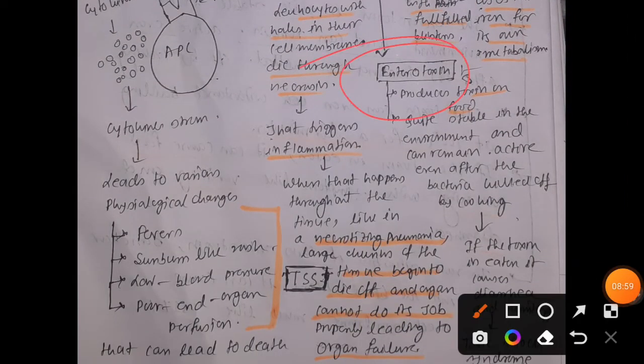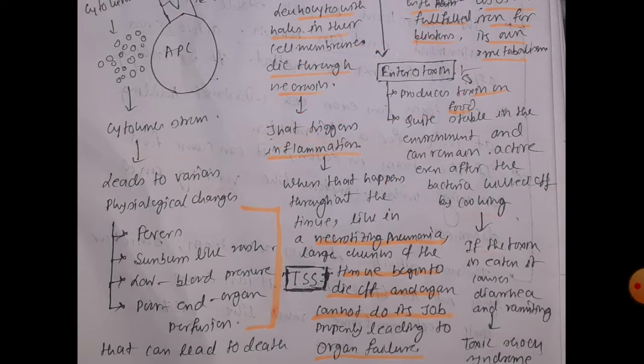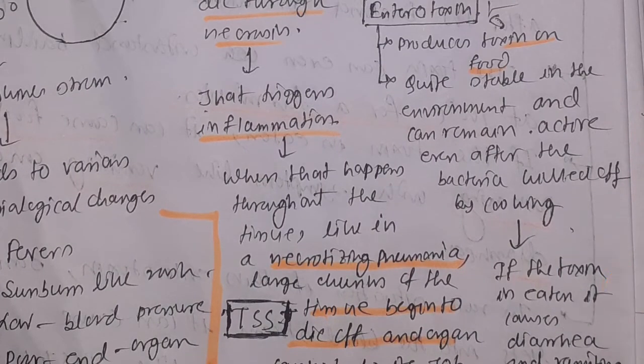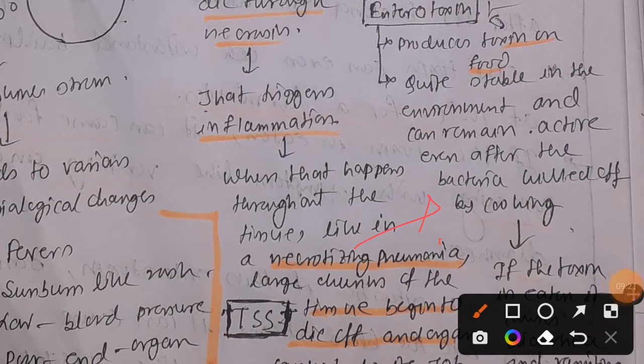And another important one is enterotoxin. So enterotoxin is the toxin that is produced by Staphylococcus aureus mainly in food, and this enterotoxin is quite stable and can remain active even after the death of the organism. That means if the bacteria is killed off by cooking, that does not mean that enterotoxin is also removed. This enterotoxin can withstand a temperature of 100 degrees Celsius also.